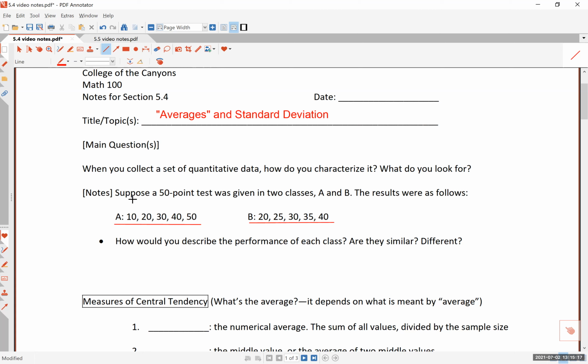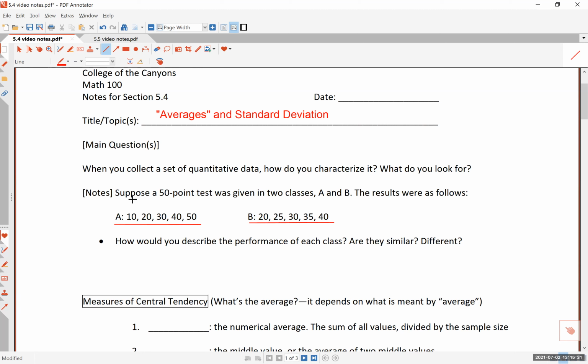Let's say, because we want to have some context in which we can discuss this, there was a 50-point test given in two classes, Class A and Class B. And the results were as follows. In A, the 5 students got 10, 20, 30, 40, and 50 points. So there was this one perfect score. And B had 5 students as well, but their scores were 20, 25, 30, 35, and 40.